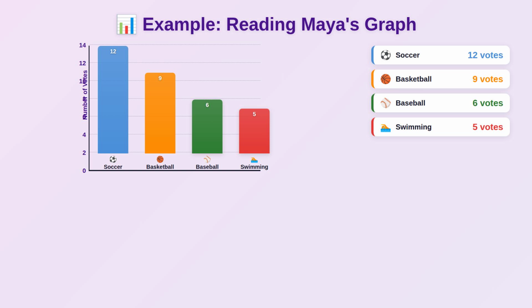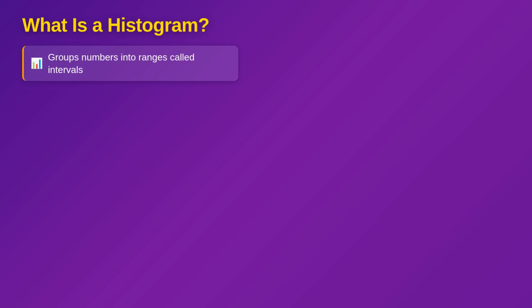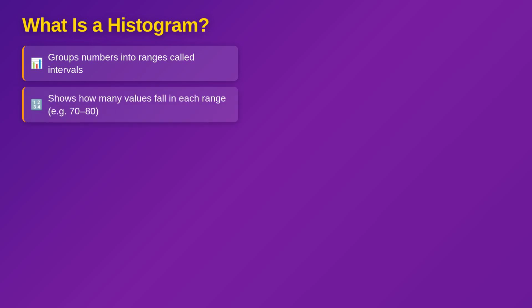Her class voted on favorite sports, and here are the results. Soccer got 12 votes. Basketball got 9 votes, baseball got 6 votes, and swimming got 5 votes. Now let's answer a question. How many more votes did soccer get than basketball? We subtract. 12 minus 9 equals 3. Soccer got 3 more votes than basketball. Maya answered this question in seconds just by reading her bar graph. You can too.